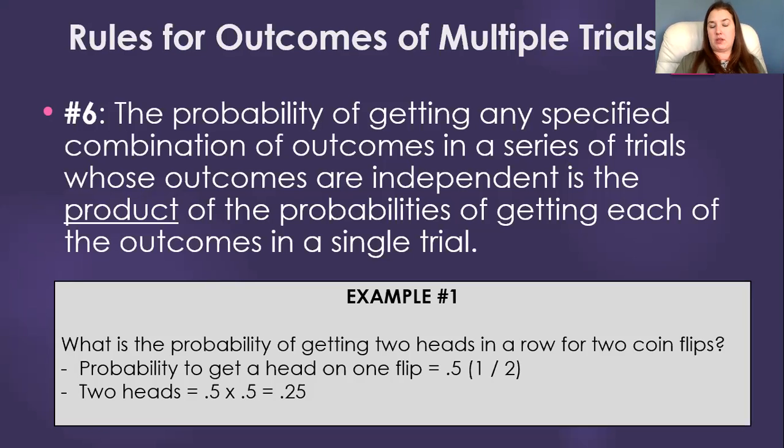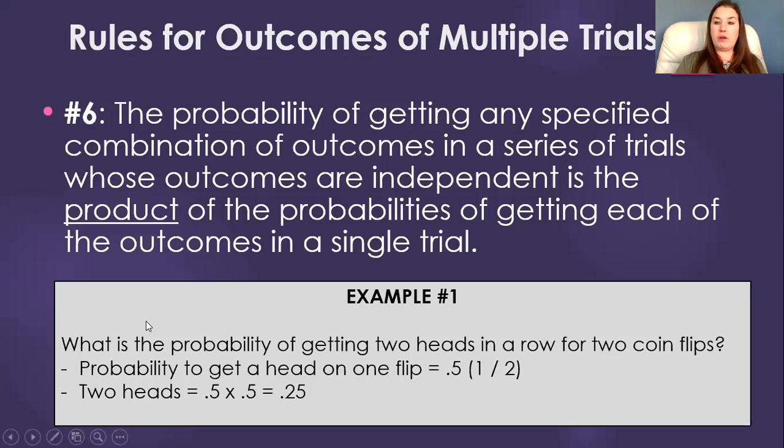Okay, so what does rule number 6 say? For multiple trials, it says that the probability of getting any specified combination of outcomes in a series of trials whose outcomes are independent is the product of the probabilities of getting each of the outcomes in a single trial. I know that's a mouthful. All that's essentially saying is that if we want to know the probability of getting one thing and then the next thing again separately, we multiply, that's the product, the probability of getting each.